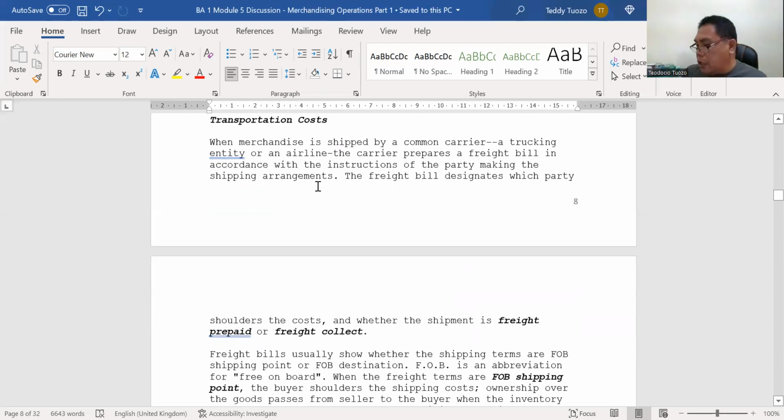Transportation cost. Actually, class, this is a difficult topic even in a face-to-face discussion, how much more so online or in a video presentation.